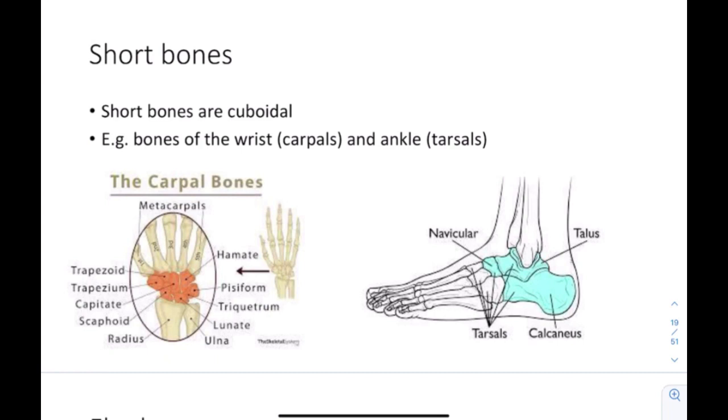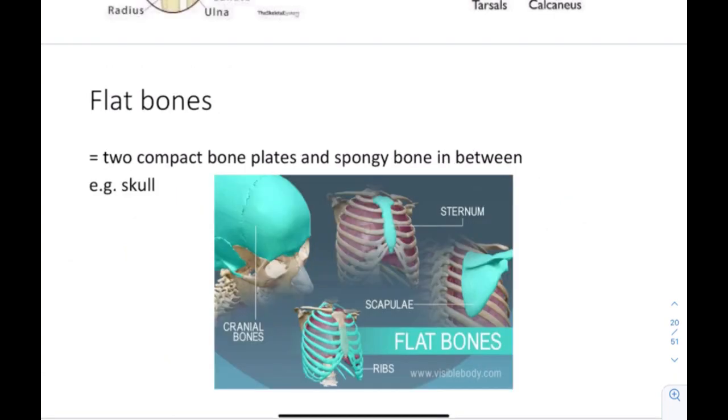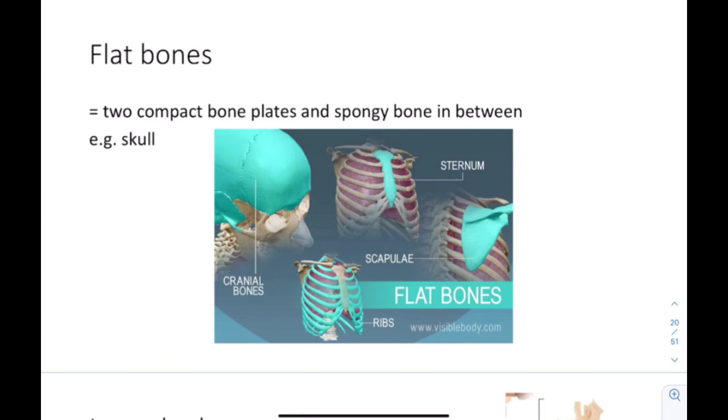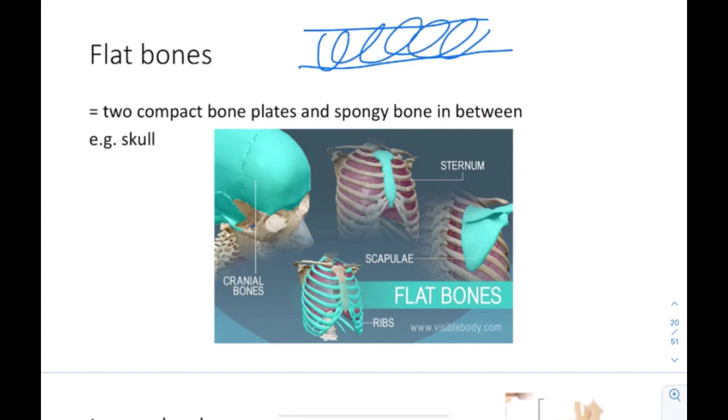Short bones, they are cuboidal in shape, and examples of short bones are bones of the wrist, so here, the carpals, and bones of the ankles called the tarsals. Flat bones consist of two compact bones and then a spongy bone in between. So these are called flat bones. An example of this include the skull, the sternum, the scapula, and the ribs.